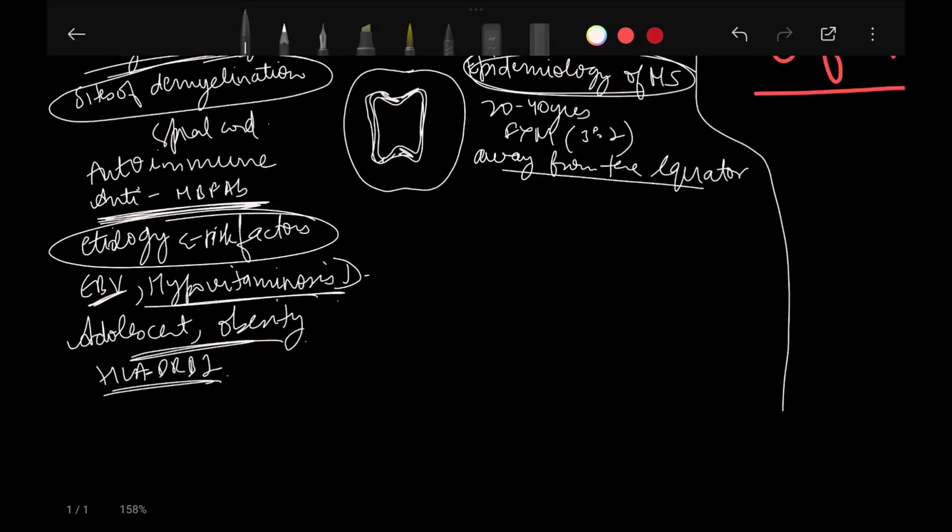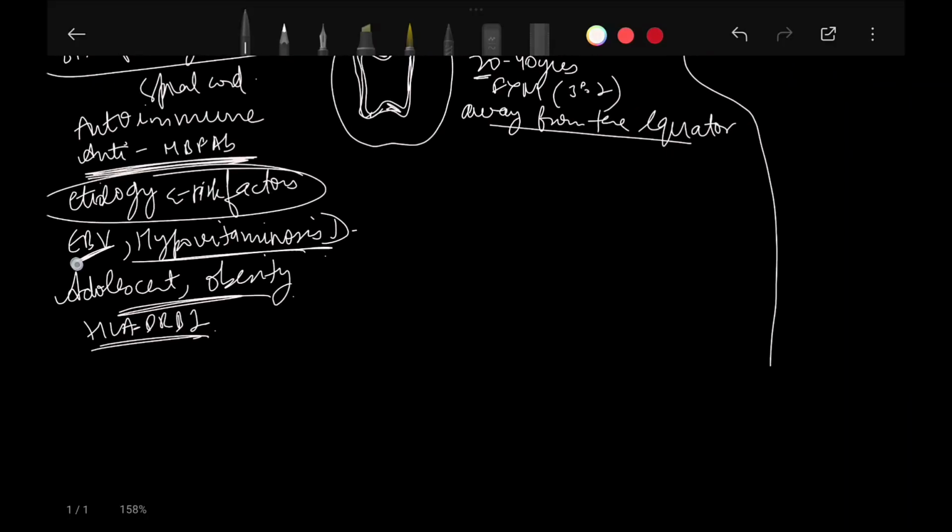Now, how to remember the etiology of multiple sclerosis? Twenty years is around the age of adolescence, when adolescents mostly come in contact with smoking. They think that smoking is cool, and smoking can also lead to obesity. Vitamin D deficiency is also common, and at a young age EBV infections are also common. EBV infection is linked to HLA-DRB1, as it is in genetics.